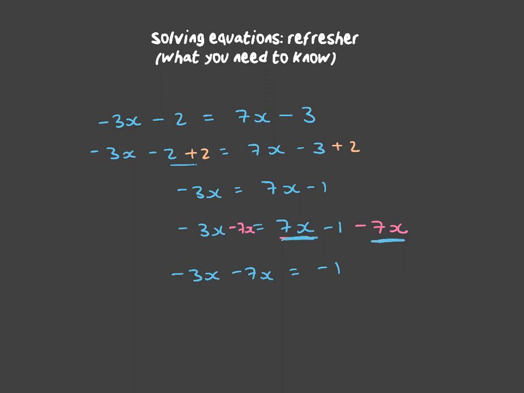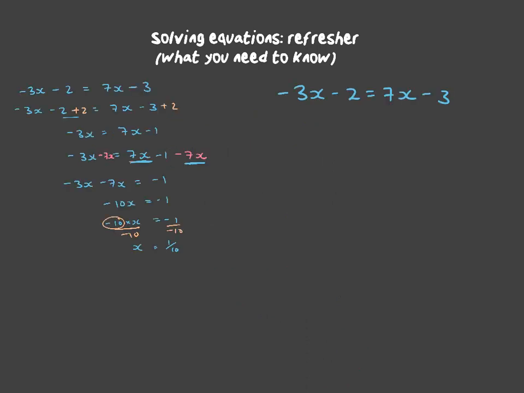And what is minus 3x minus 7x? It is minus 10x, all right? And that's equal to minus 1. So we've got negative 10 times x is equal to negative 1. So let's divide by that coefficient. So divide by minus 10, divide by minus 10. So therefore, x is going to be equal to, a negative divided by negative, of course, is positive. So then we get 1 over 10.